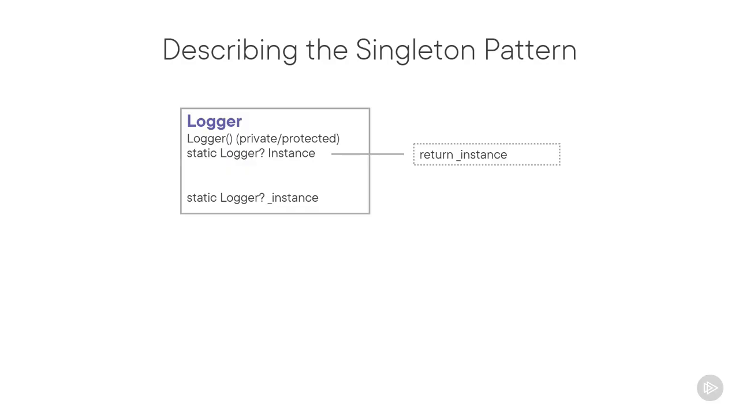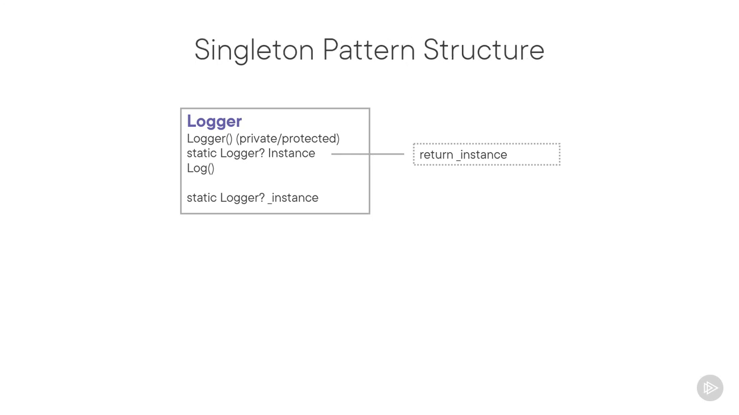Next to that, a logger class will typically contain methods like log. These are defined as regular instance methods, so they're not static. They are accessed via the instance property. And with that, we've got our diagram. Let's have a look at the pattern structure.